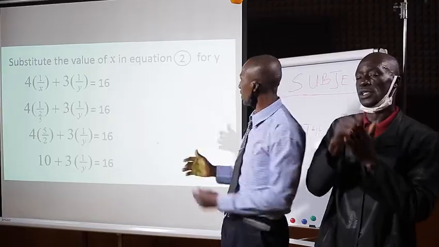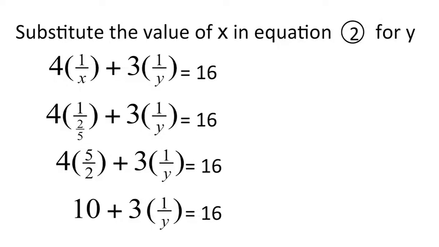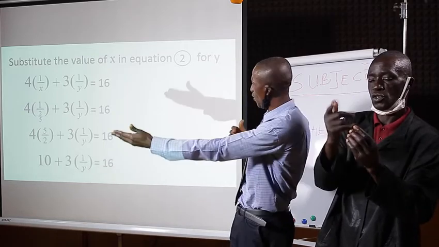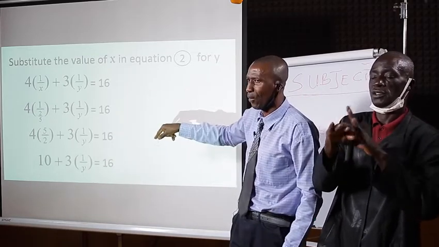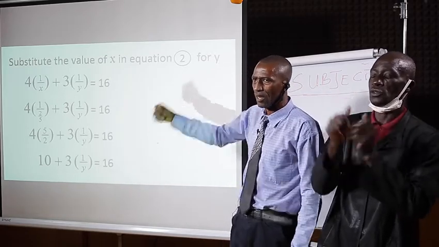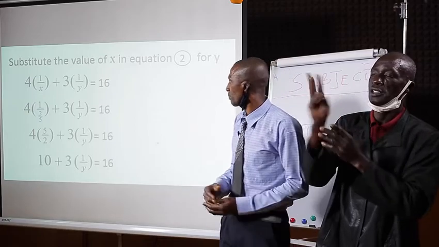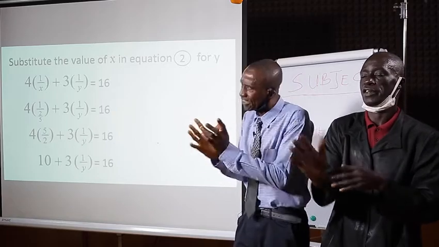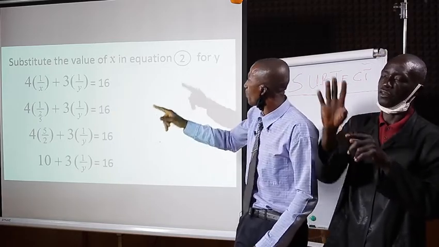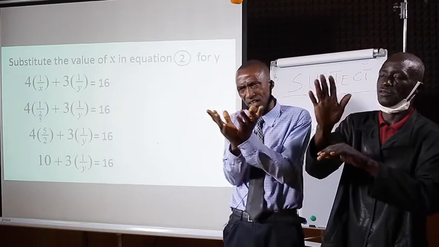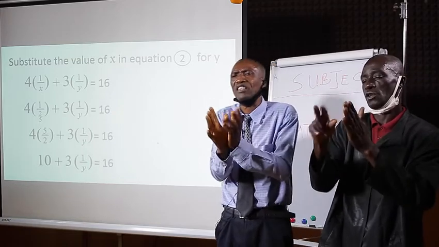That is why it is written 4 into 1 divided by 2 over 5, plus the second expression on the left, 3 into 1 over y, equals to the right-hand side, which is 16. Now, 4 into 1 divided by 2 over 5 can simply be written as 4 times 5 over 2, by the rules of division, because division always changes to multiplication.